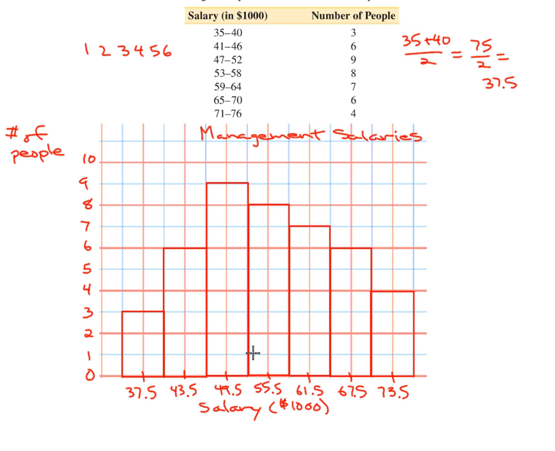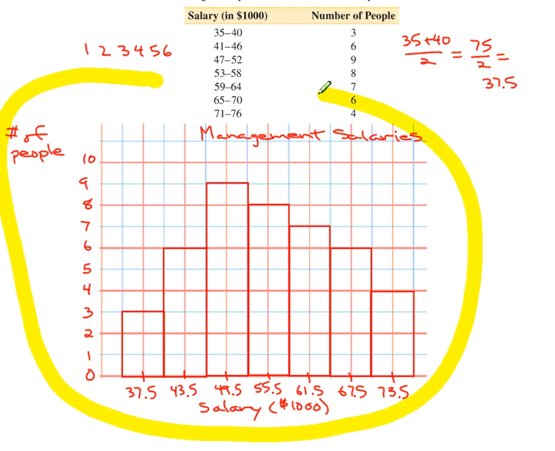We've constructed a histogram now representing the management salaries at the Exchequer Corporation, with a vertical axis representing the number of people, and the horizontal axis representing their salaries in thousands of dollars. So, for example, there are 9 people that make a salary between $47,000 and $52,000. This then is our histogram.